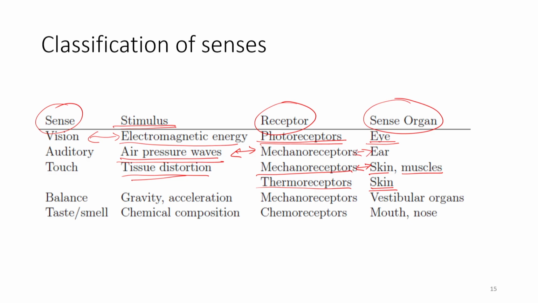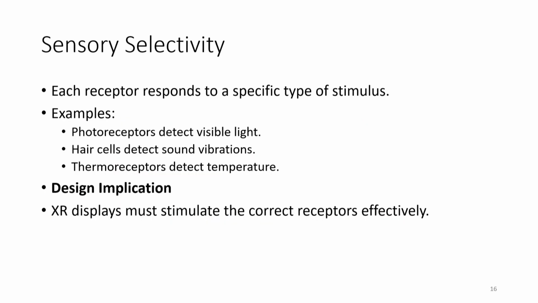Our sense of balance comes from gravity and the acceleration that we are experiencing, and for these again we have mechanoreceptors which are present in our vestibular organs. For our sense of taste, it is the chemical composition of the objects that we are tasting that gives us an idea about what we are tasting, and for that we are using chemoreceptors which are present in our mouth and nose. So, we can see that each receptor responds to a specific type of stimulus.